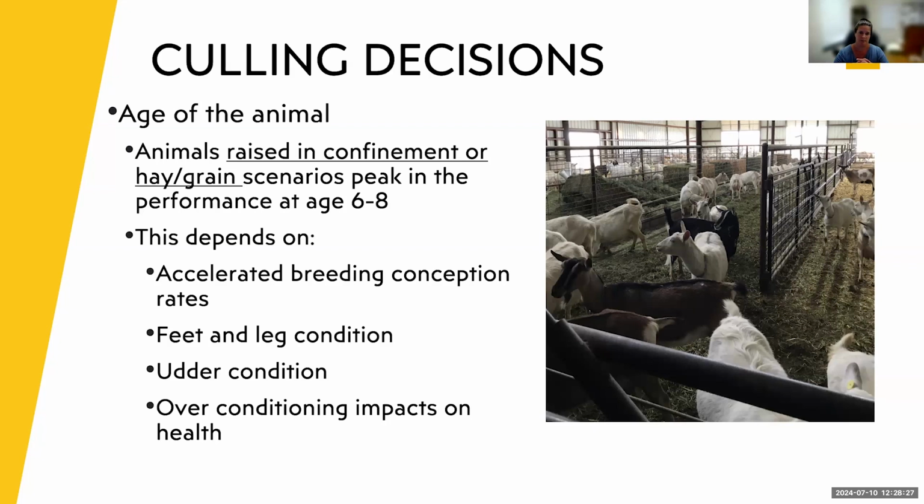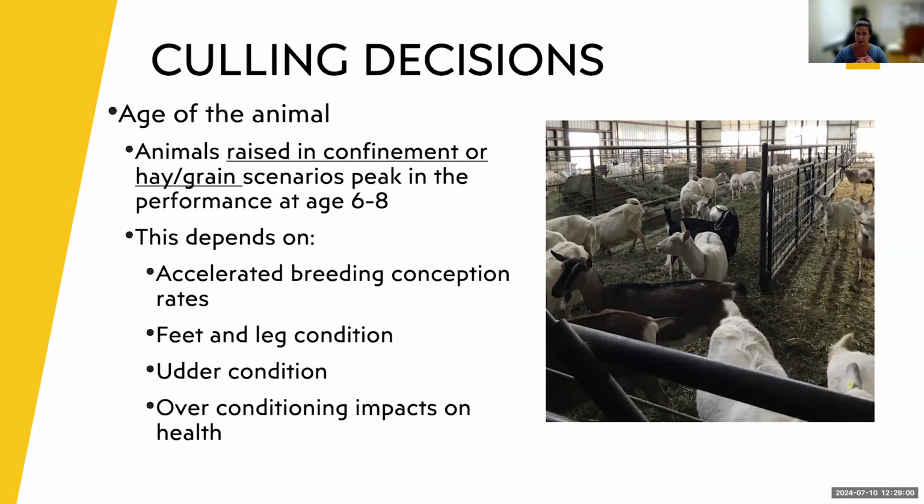Whereas with harder floors, that's just going to be harder on their legs. Just over time, they'll get more sore knees and joints and things like that. Also, in confinement, you have to think about overconditioning and the impacts that has on their health. So some animals in these scenarios, they're going to become pretty overweight. And so they have extra weight on their body that they're having to carry, and that has negative impacts, as well as on their conception rate. When they are overweight, they're going to have a harder time breeding back.